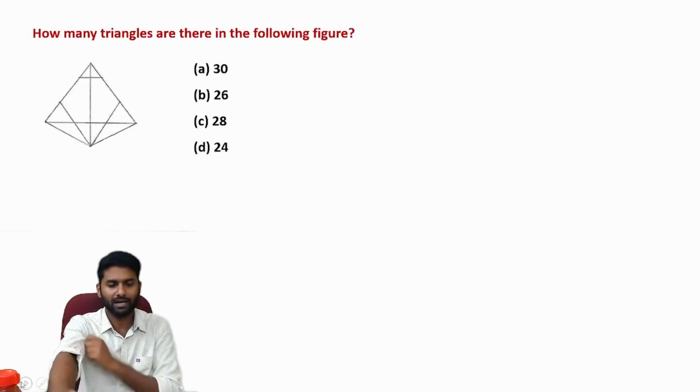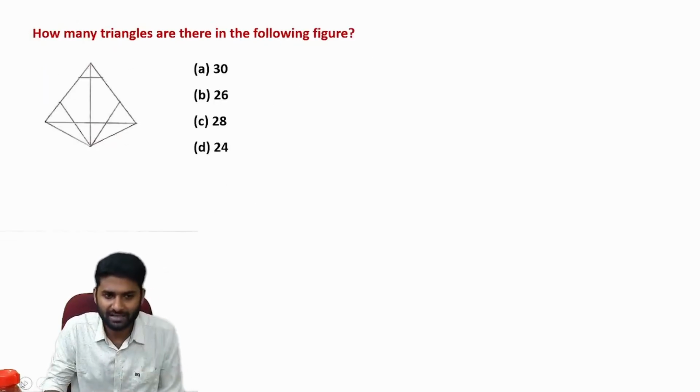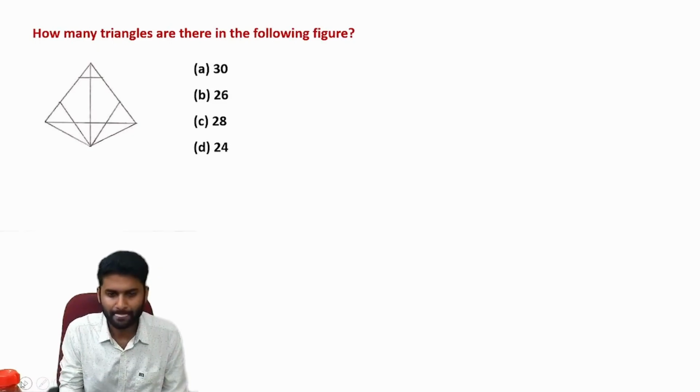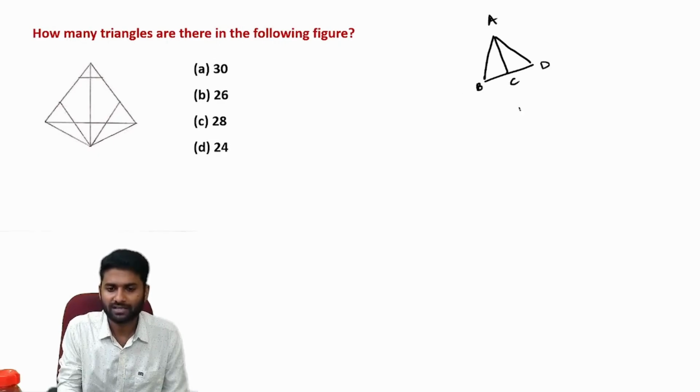Next, guys, go through that. How many triangles are there in the following figure? Let me tell you one important count here. For example, if you consider this picture, how many triangles are there? Guys, here the triangles are ABC, ACD, and ABD. And the total number of triangles in this picture is 3.